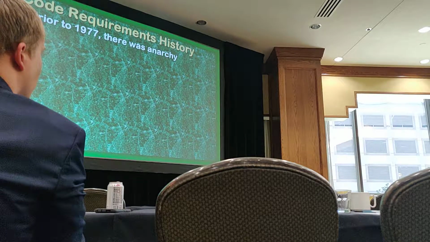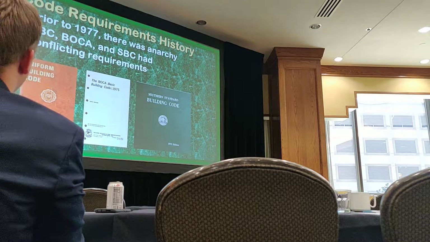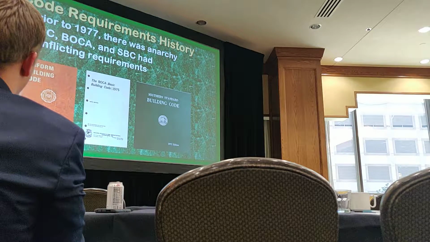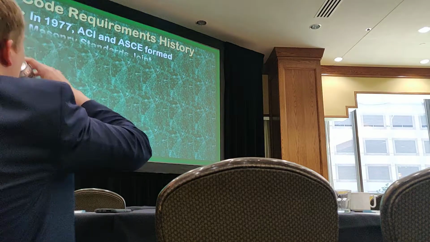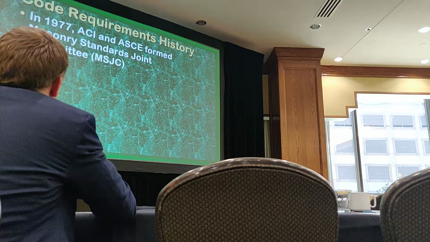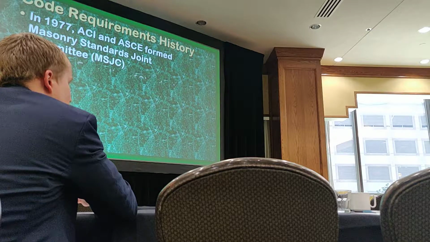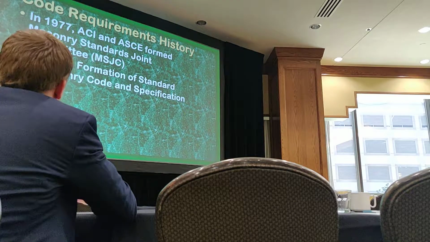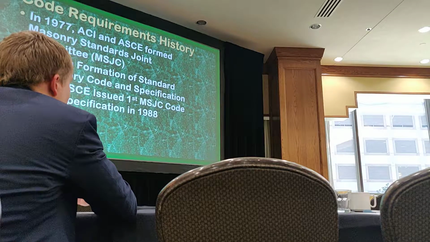So, going back to 1977, there was no consensus masonry standard. All the masonry requirements were within the model building codes. There was more than one building code, and each one had conflicting requirements. So depending on where you were actually designing, you had different requirements. In 1977, ACI and ASCE were strongly encouraged, despite them not wanting to, to form the Masonry Standards Joint Committee. This began the formation of the code and specification. It took 11 years, but the first MSJC code came out in 1988.